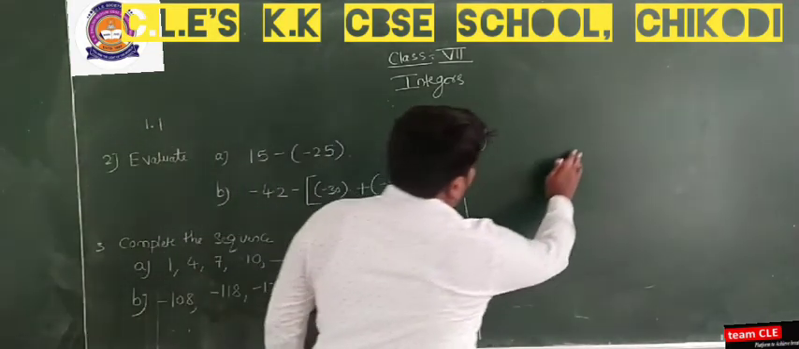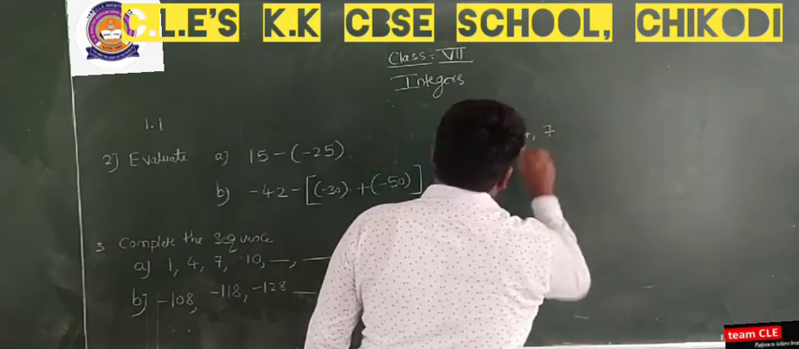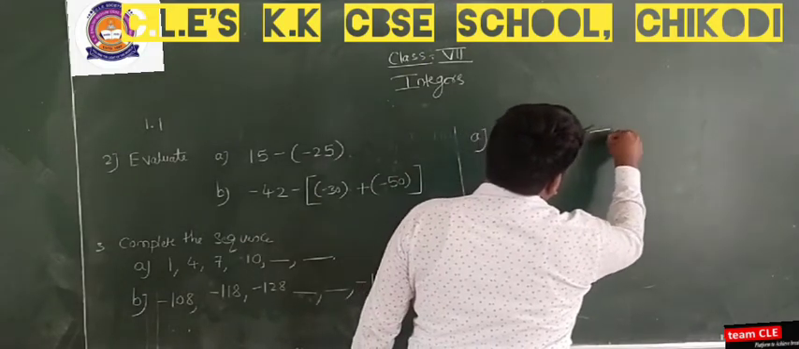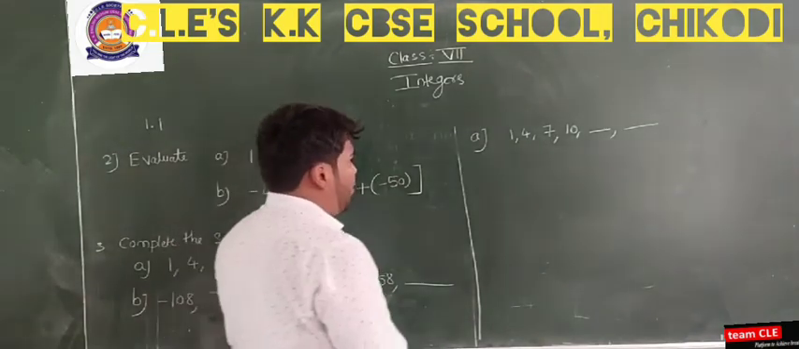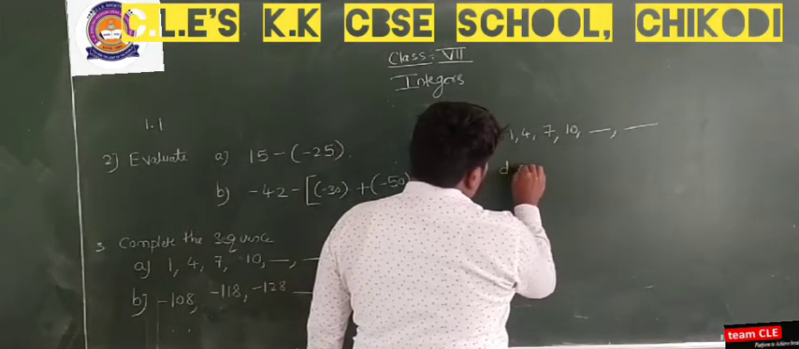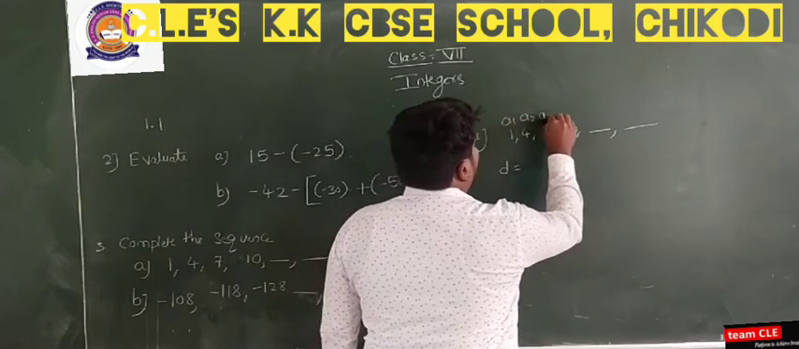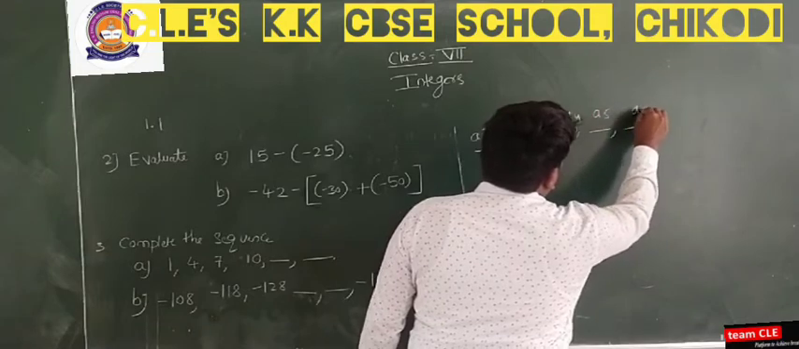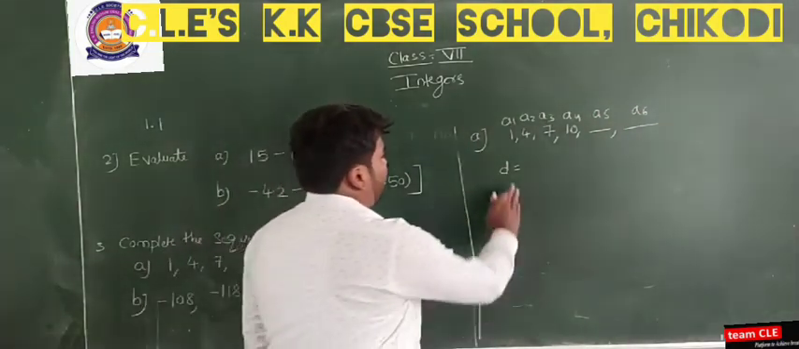See here, this is a sequence: 1, 4, 7, next comma 10. Next, they have asked us to find these two numbers. I already told you about D, the common difference; find D first. Just name these A1, A2, A3, A4, and find A5 and A6. This is an incomplete sequence.